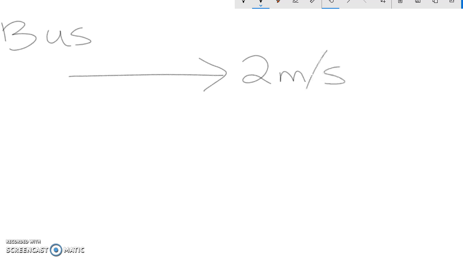Bullfrog, it's your fault. Okay, let's say you're on a bus and it's going in this direction at 2 meters per second. Okay, because it's just starting off. And you were on this bus walking to the back at 1 meter per second. Okay, so you're going this way and the bus is going this way. Are they working together or opposite each other? Right, they're working opposite each other.